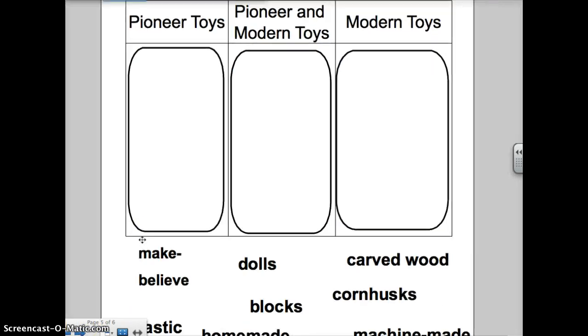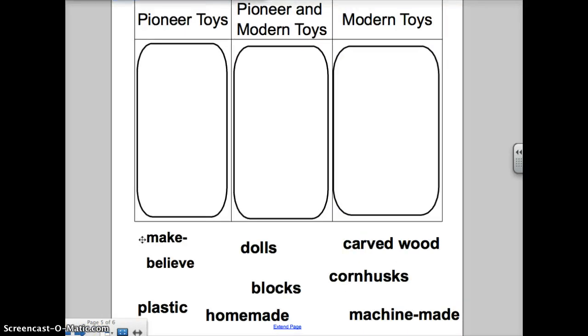Okay, boys and girls, at this point, I am going to show you a graphic organizer that is not a Venn diagram. It is a chart, and this is another way you can record information from texts. I will briefly show you an example, and then we'll move on to practicing comparing and contrasting with a Venn diagram. I have three areas labeled: Pioneer toys, Pioneer and Modern toys, and Modern toys. Down below, I have some descriptions of toys. Your job is to look at the toy descriptions and put them in the correct classification.